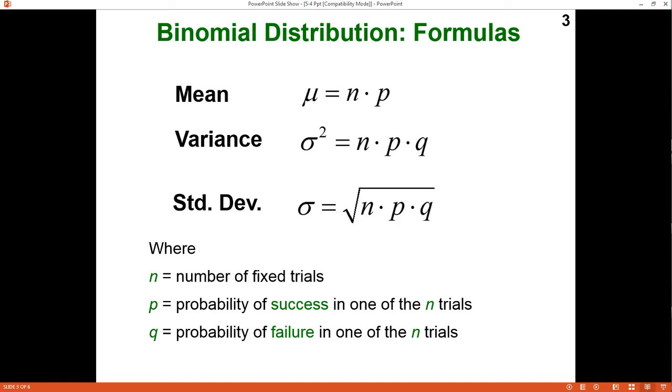And remember, n is the number of fixed trials, so if we're talking about going up to bat 5 times in a game, n would be 5. Or if we're talking about having 4 children, the probability of boys and girls, the number of fixed trials with having 4 children is 4. P is our probability of success, Q is our probability of failure in each one of those n trials.